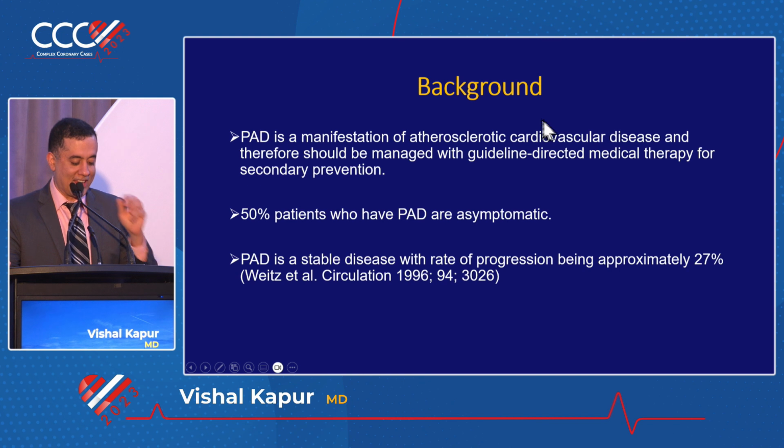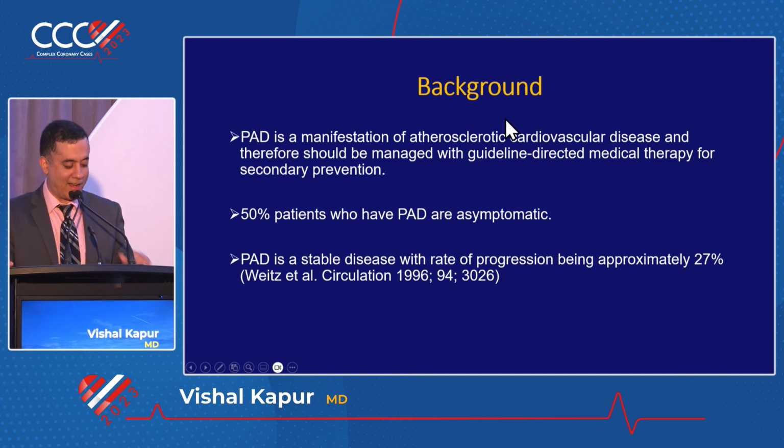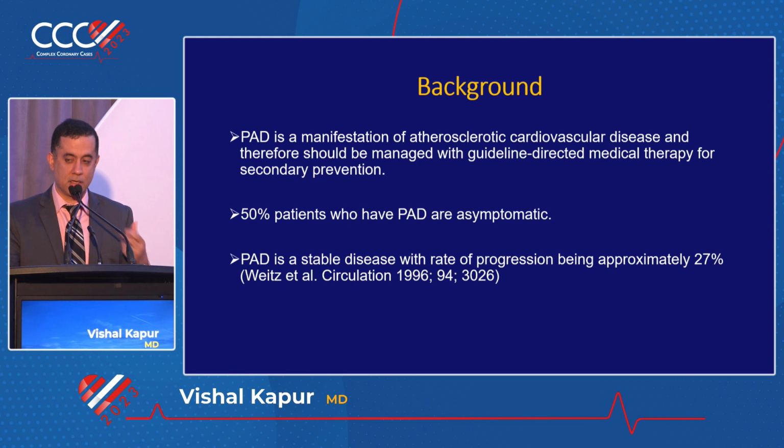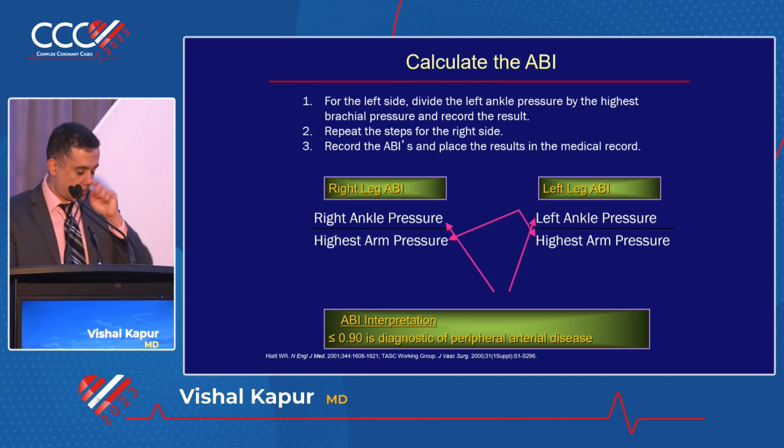Okay, so I'm just going to give you a brief background on PAD. I'm sure you've seen a lot of patients with coronary artery disease, but remember, it's a cardiovascular disease. So there's always a vascular component to cardiology. Most of the patients who present with PAD are asymptomatic. They're also a manifestation of atherosclerotic cardiovascular disease. Most of the time they're stable, but sometimes they present with worsening symptoms such as gangrene or critical limb ischemia.